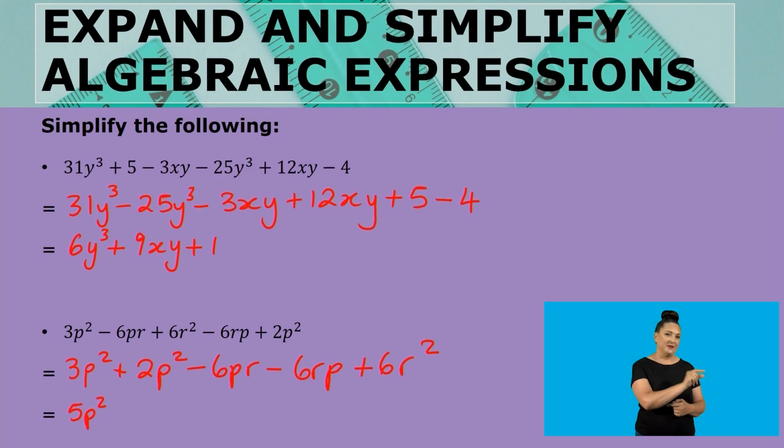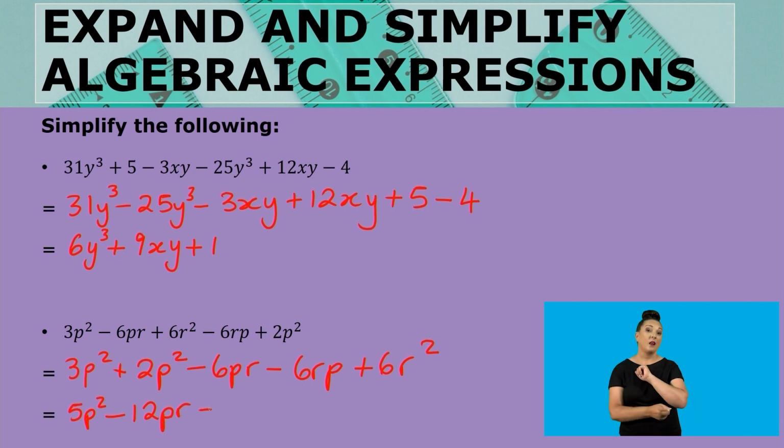Then we have a minus 6pr minus 6rp. Because they are like terms, we are going to add them. So that is a minus 6 minus 6. That gives us a minus 12pr. And lastly, we have that 6r squared. So that is how we add and subtract our like terms.